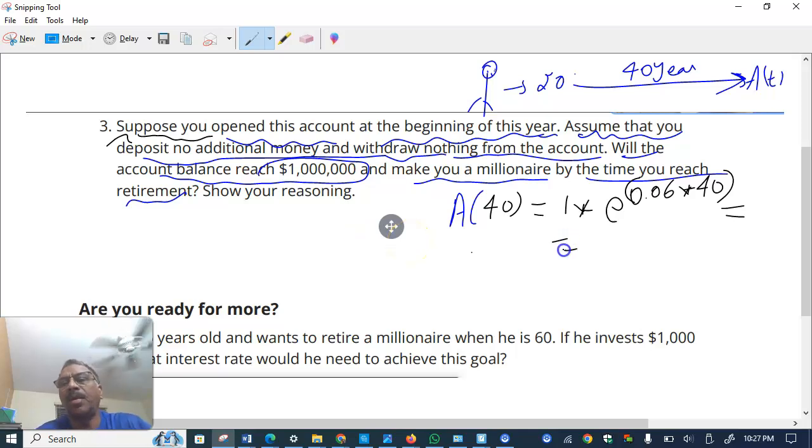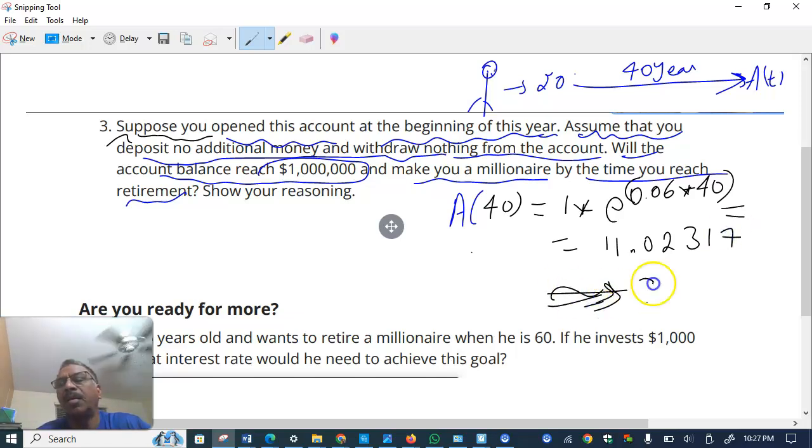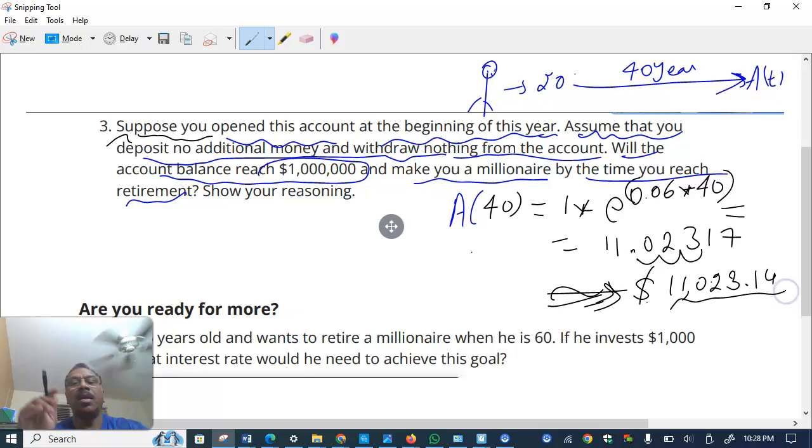So this answer is going to be 11. It shows 11.02317. That means if I want to know exactly what is in dollars, I have to move these 3 places, so it becomes 11,003.14. So that's 11,000. So you don't get $1 million.